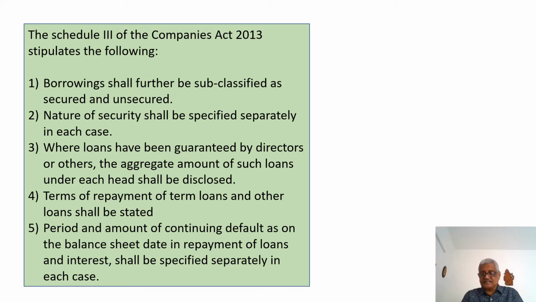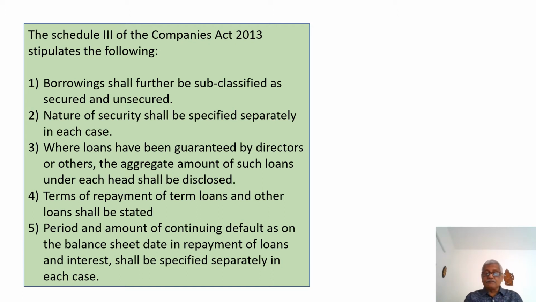In case there is a personal guarantee available, the details of the personal guarantee given for the purpose of availing the term loan need to be disclosed in the financial statement, that is a balance sheet, for the awareness or the benefit of the users. Terms of repayment of term loan and other loans shall be stated. What is the repayment period?